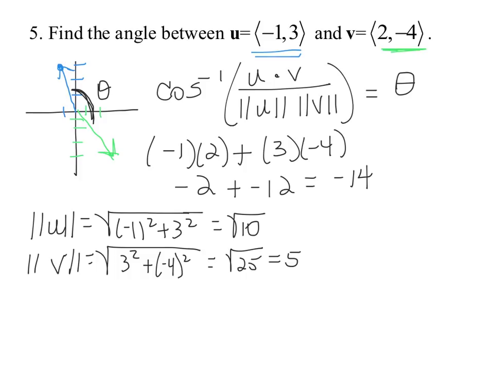All right, so let's see what we've got so far. We found the dot product of u times v: -1 times 2 plus 3 times -4. So this dot product is going to be -2 plus -12, which equals -14. So we know that u times v, this part right here, is -14.